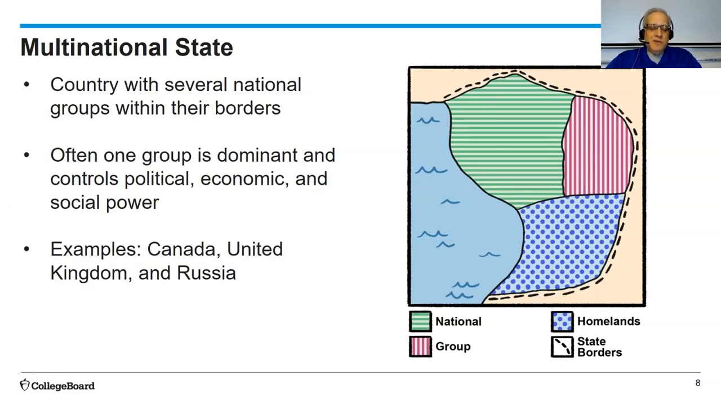Good examples of this include places like Canada, where there are several national groups, including the Quebecois, the Canadians, as well as several First Nations groups. Also, Russia, with its large area, has a lot of different national groups inside of it, and each of those groups has their own homeland, speaking their own language and having their own traditions and customs.